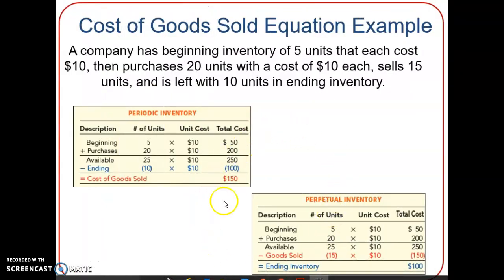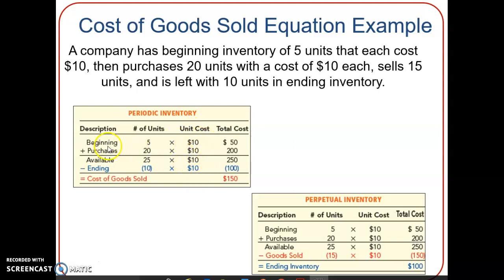However, we really hope that real life is as simple as in this case. I mean, this case is good because it illustrates how we use the periodic system and the perpetual system. However, there is a very important assumption that's applied here. I will give everyone 10 seconds to try to figure out what the assumption is. Or you can pause and think about it. So basically the assumption is unit cost remains the same.